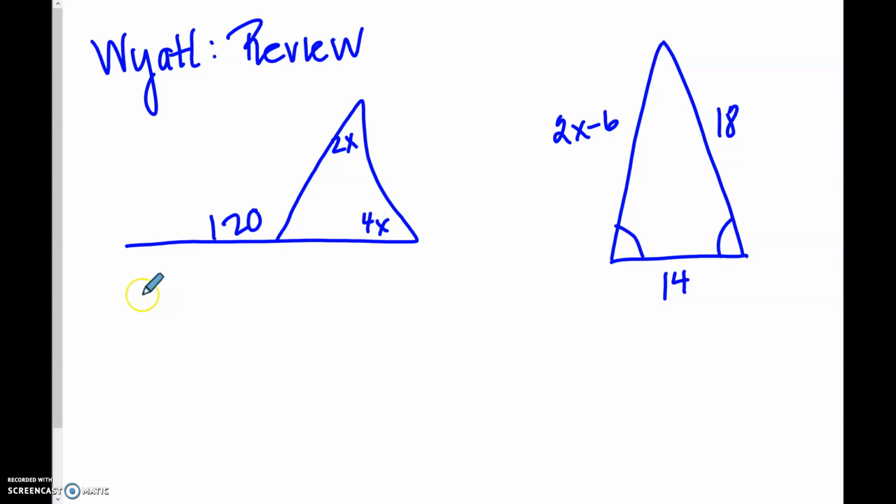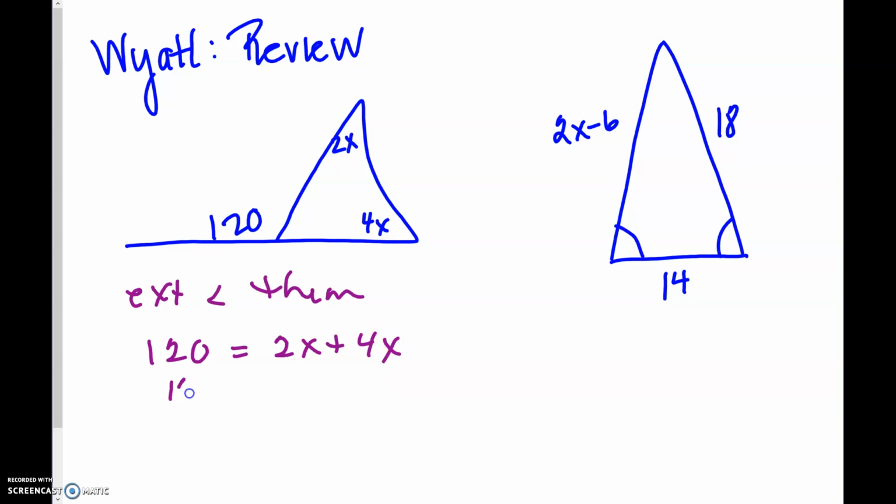So this first one is called the exterior angle theorem. And so the algebraic expression that we can set up is that 120 is equal to 2x plus 4x. So 120 equals 6x, divide by 6, and we get x to be 20.